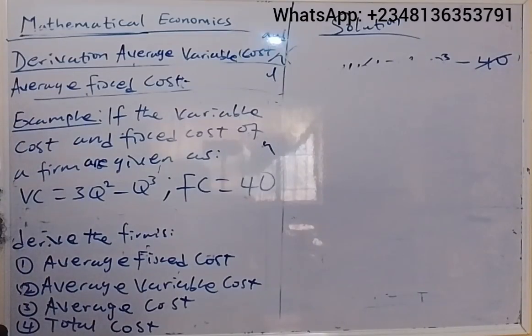Welcome back to Mathematical Economics class. In this class, I'll be showing you how to derive average variable cost and average fixed cost. So let's take a look at this example.